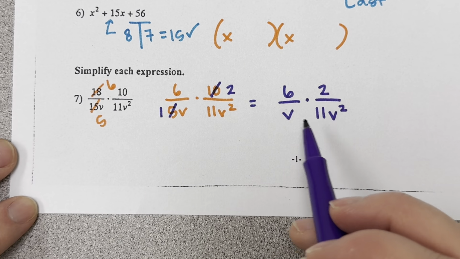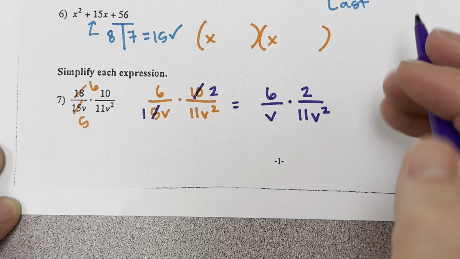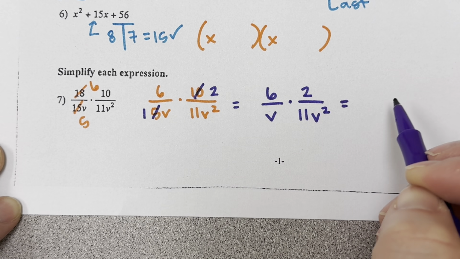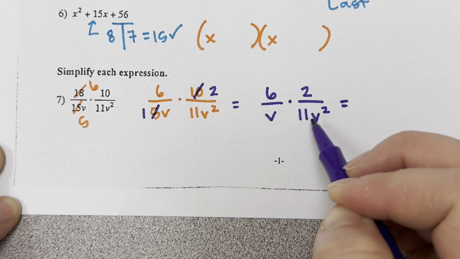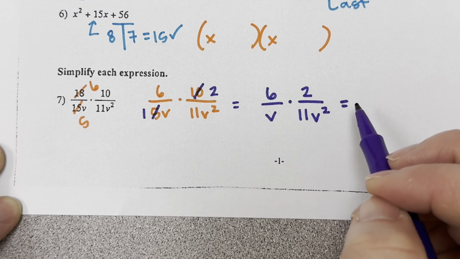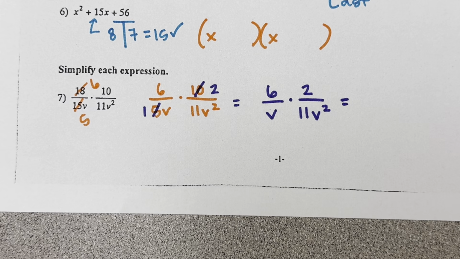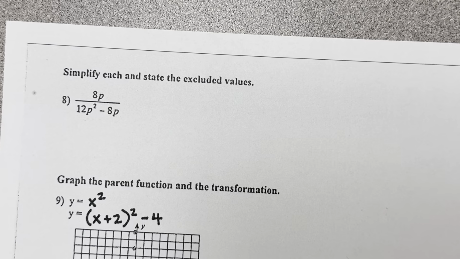There's nothing else you can reduce here, so all you need to do to finish out this problem is multiply the numerators. 6 times 2 will give you something on top, and then put your denominator together. 11, and then 2 v's multiplied by another v, 11v cubed. If you were listening carefully, I just gave you the answer, so go ahead and write it out. Alrighty, there's our first page. Go ahead and flip over to your second page, or the back.